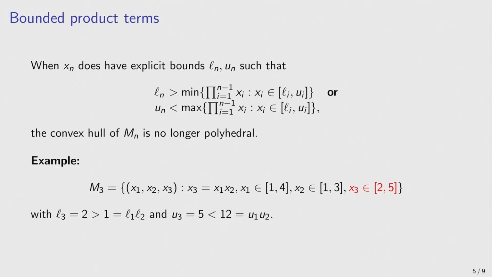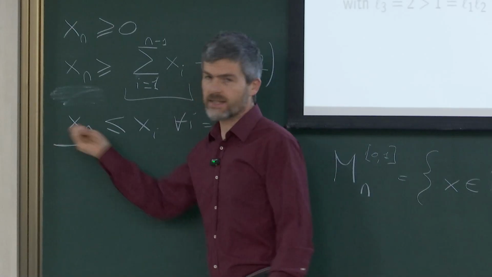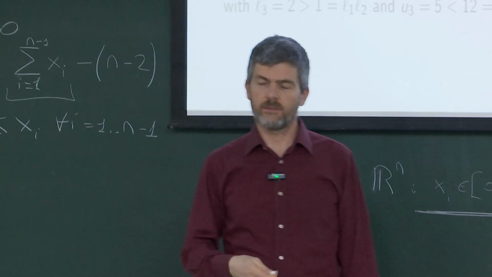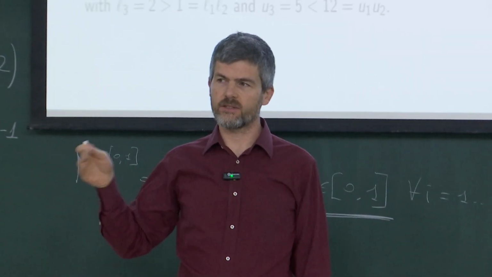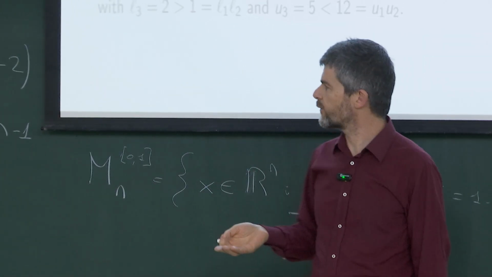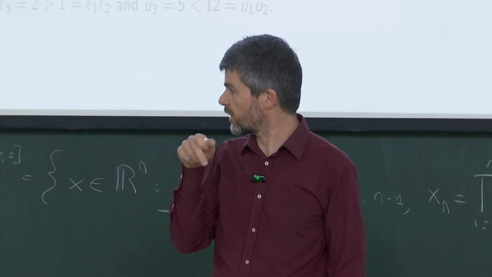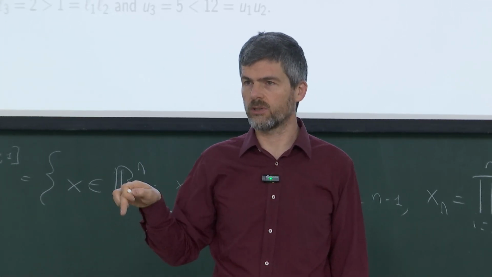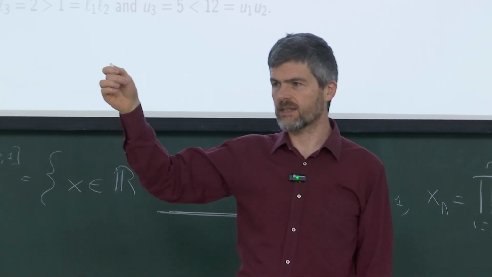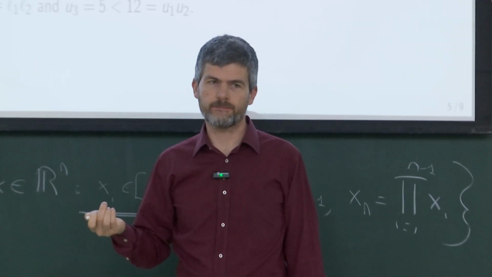So everything is nice when you have as many variables as you want, but there's an important case which we didn't consider yet, and that's when xn itself is bounded. As long as xn is not bounded, the bounds on xn are actually given by the bounds on all the other variables. And for example, if all the lower bounds are non-negative, then that simply means that the lower bound on xn is the product of all lower bounds. The upper bound on xn is just the product of all upper bounds.